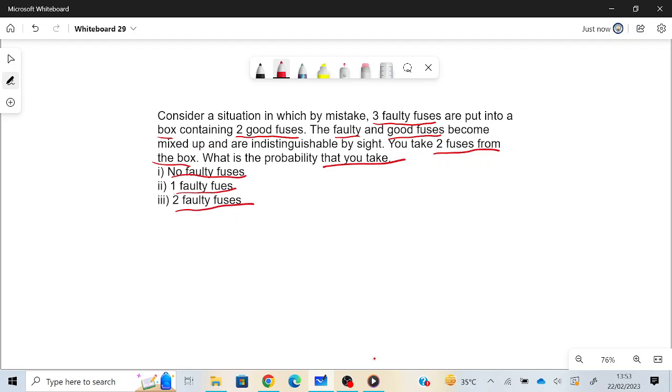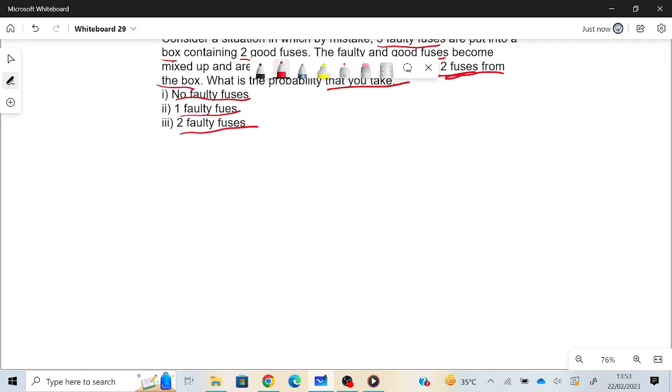Because it says you take 2 fuses, that means we get 2 picks, just like the earlier example I stated with the bag and the pens. Because I can relate to that, I know this is a tree diagram question, and it will be much easier to go with the tree diagram way. Whatever we pick, we can only pick 2 things: either a faulty fuse or a good fuse. Let's say one of our picks is the faulty fuse, that's F, and the other is the good fuse, that's G.